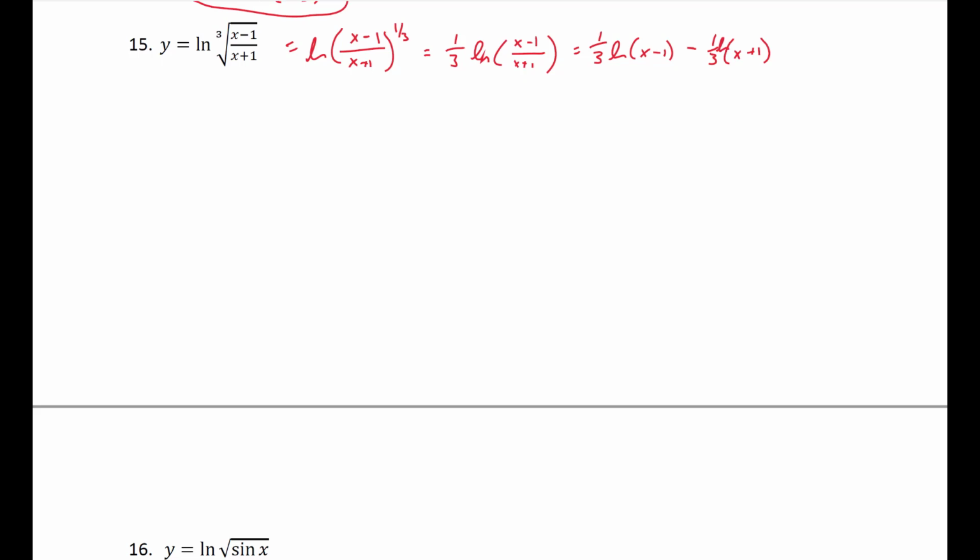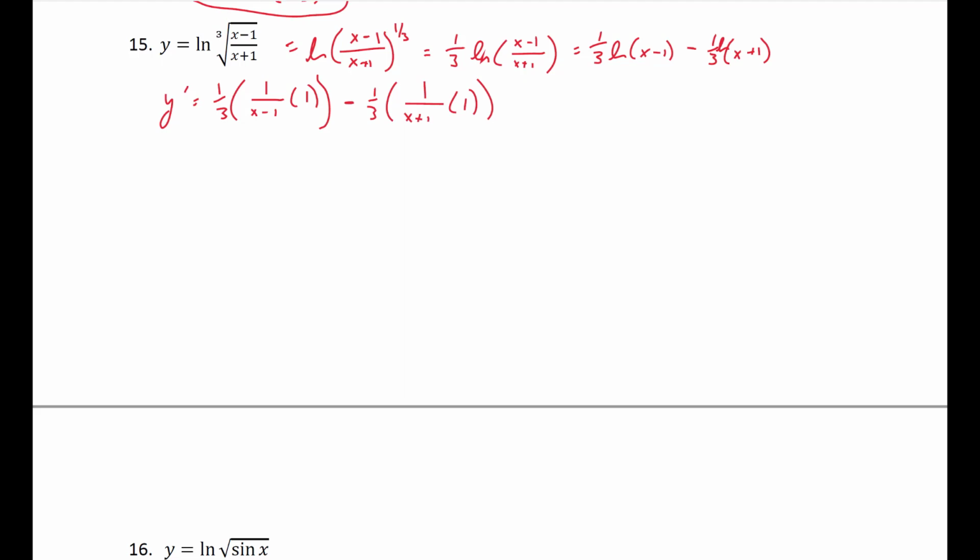And so now we can differentiate this fairly easily. So y prime then, 1/3 times the derivative of natural log x minus 1. So 1 over x minus 1 times 1, because that's the derivative of x minus 1. So using the chain rule there, right? Minus 1/3 derivative of natural log of x plus 1, 1 over x plus 1 times the derivative of x plus 1, which is 1.